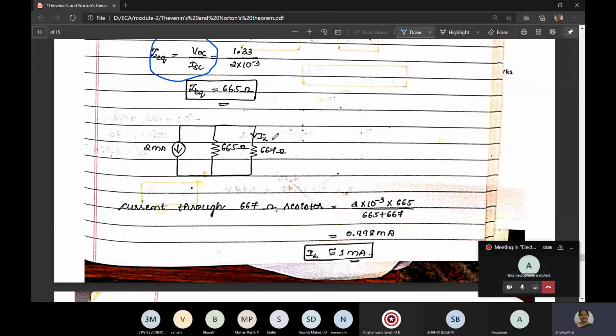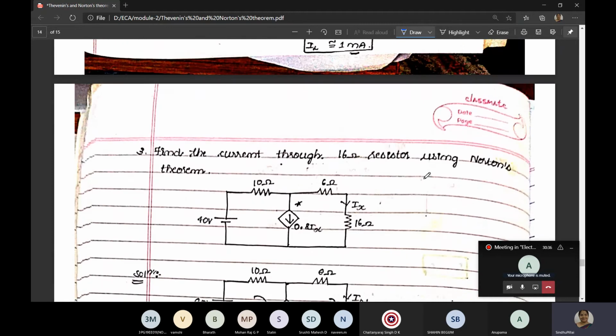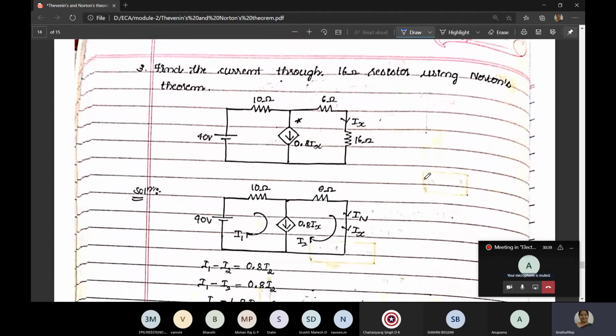What they have told, you have to find the current in 667. You have to find this current. So what will we write? Main current. Current through 667 is nothing but main current into resistance of the opposite branch divided by sum of resistances. So it will be nearly 0.999, which is nothing but 1 milliamp. That is the load current, or current in the 667 ohm resistor. So this is one of the examples. Next example is find the current through 16 ohm resistor using Norton's theorem. These are all important questions.